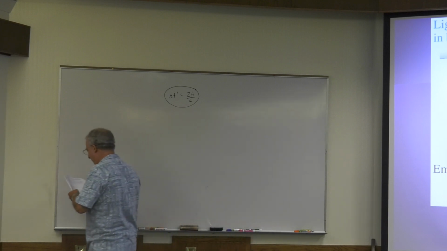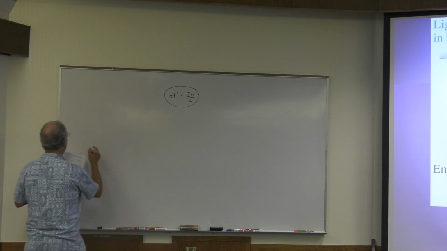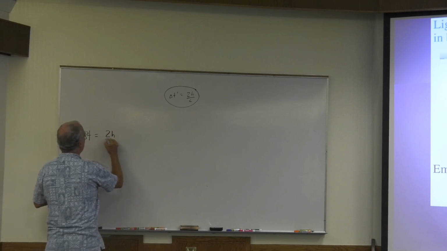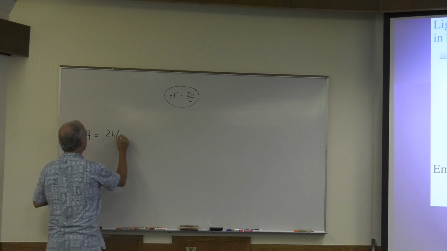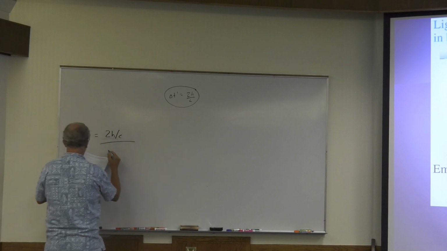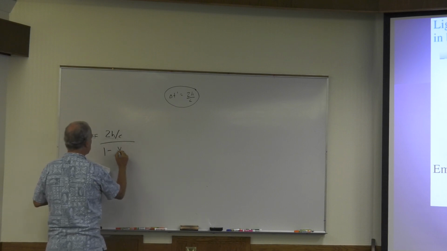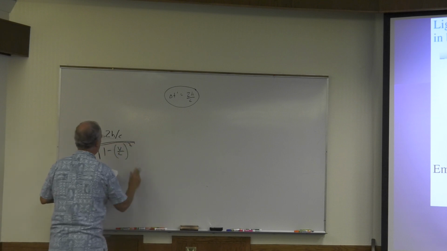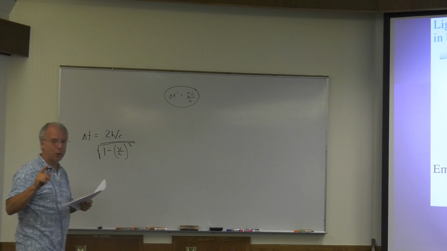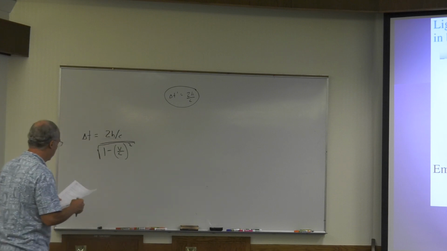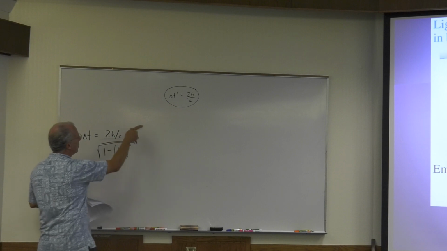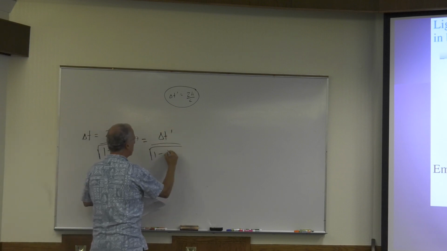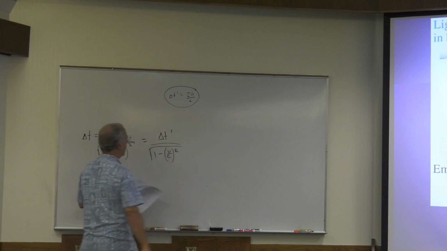Okay, what you should have now, if you've done it correctly, is delta t equals 2h over c, all over the square root of 1 minus (v over c) squared. That's what you should have. Make sure you can do that. You're going to get used to doing this kind of algebra for this relativity stuff. Now again, 2h over c is delta t prime. So you have delta t prime over the square root of 1 minus (v over c) squared.